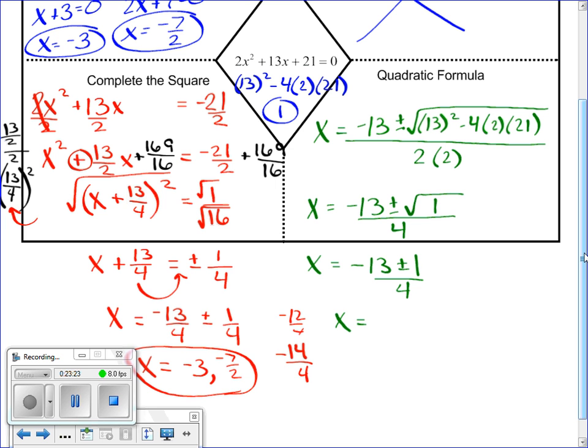Negative 13 plus 1. It's negative 12 over 4. It's negative 3. Negative 13 minus 1. It's negative 14 over 4. Simplify. Negative 7 over 2. Helps when we already knew the answers, right?